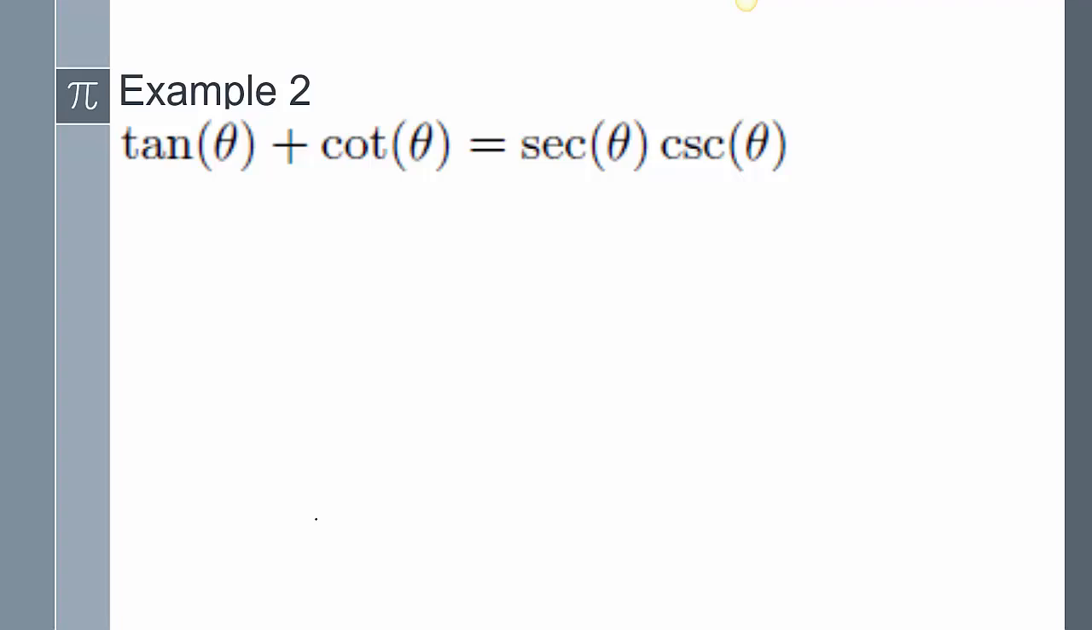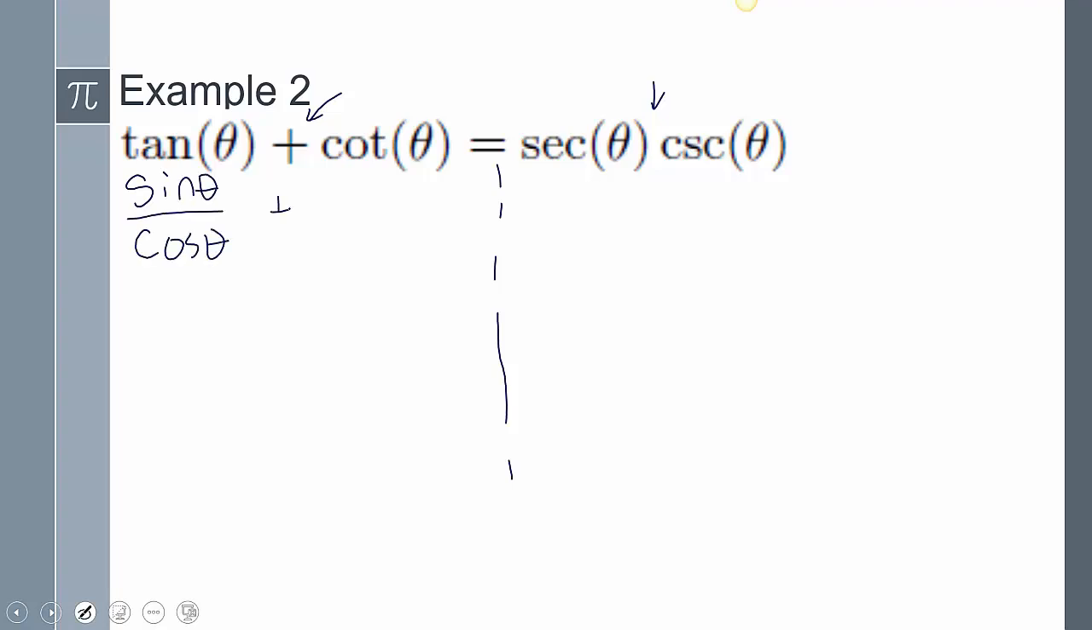So for this one, either the left or the right side, probably the left is a little easier because I can add things together, right? Like I can combine it. The other side looks like it's already been combined. So I don't see any Pythagorean. I don't see any algebra yet. Change everything to sines and cosines. So tangent is sine over cosine. Cotangent is cosine over sine.